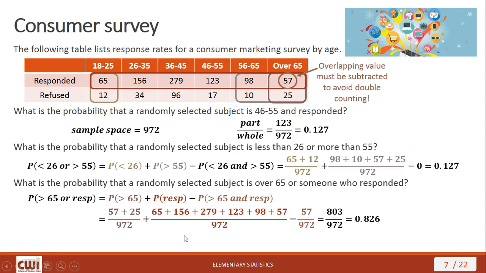So we have to subtract this overlapping value out if we're going to avoid double counting. You can see that it's being double counted if you look at the actual calculation here with the math. See, the 57 appears in this portion of the calculation, and it appears here in this portion of the calculation. So we're actually counting it twice. So in order to avoid double counting, we subtract out one of those 57s so that it's only counted once. When we do that, we punch all this out on our calculator and we get 803 over 972, which when we divide gives us 0.826. So 82.6% is the probability that someone is over 65 or responded to the survey.